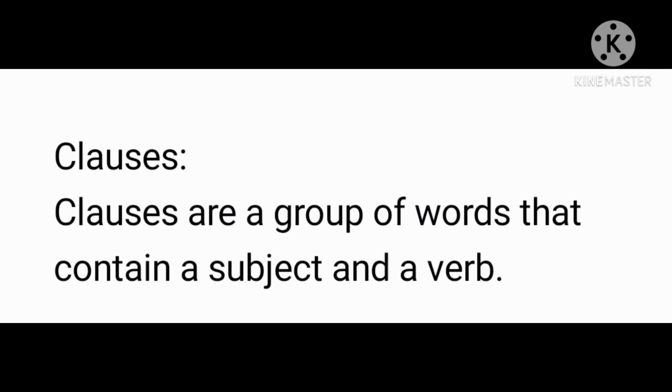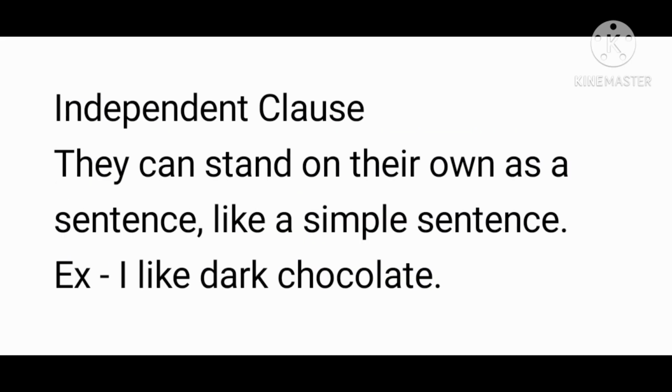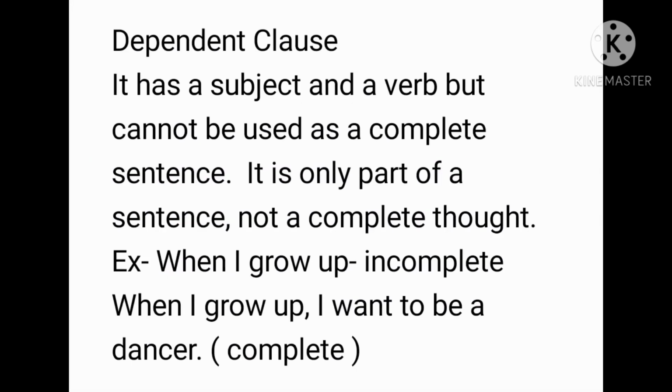Let's see how it works. There are two types of clauses: independent clause and dependent clause. Now, as the name suggests, independent clauses are independent. They can stand on their own as a sentence, like a simple sentence. For example, I like dark chocolate or I don't like milk chocolate. They are simple sentences.